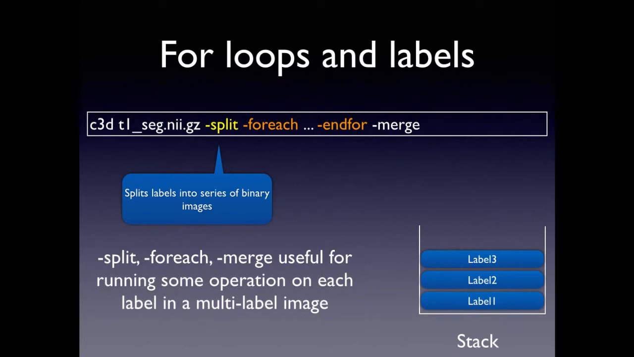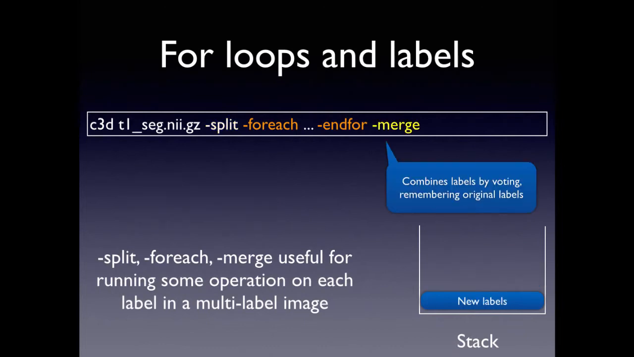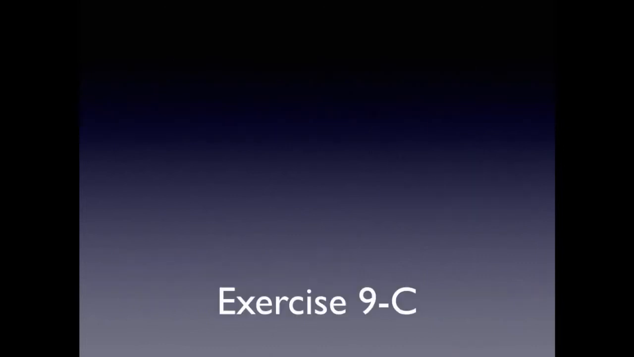After split, you've got a probability image for every label that was in the original label set. You can then do anything on them. You can smooth them or whatever inside your for loop. Then at the end, you can merge, which is a kind of majority voting based on the processed images. So we put label 1, 2, and 3 on the stack after split. We do some for each, and then merge, and then we'll have a new set of labels, and it will remember which probability goes to which label and combine them sensibly. So that's split and merge and for each is a pretty powerful way to deal with a single image that can contain a lot of different labels.